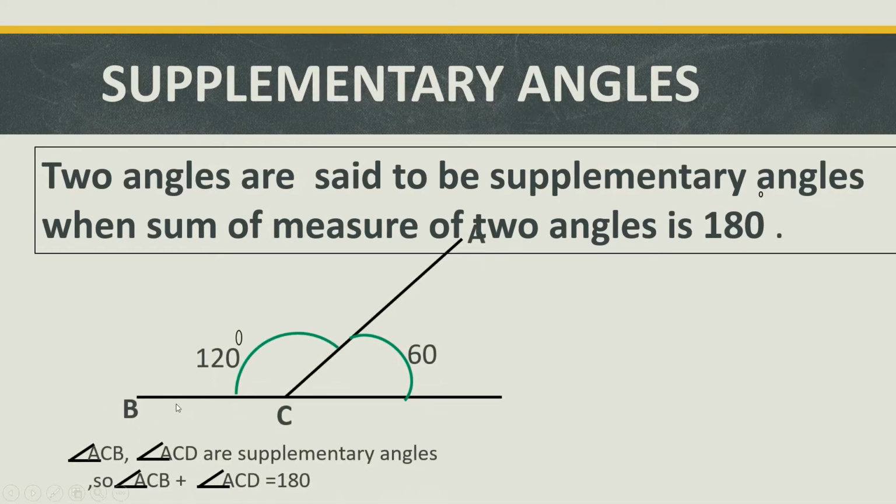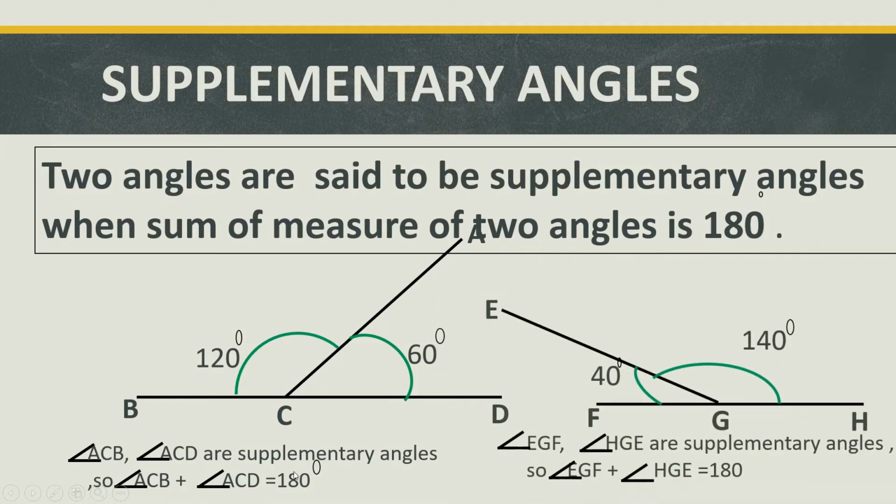Example, in this figure, ACB and ACD are supplementary angles because they both add up to 180 degrees. And here, EGF and HGE are supplementary angles because both of them add up to 180 degrees. Let's look at some examples of supplementary angles.